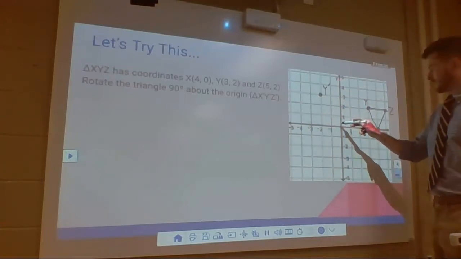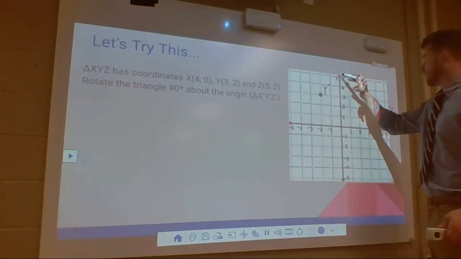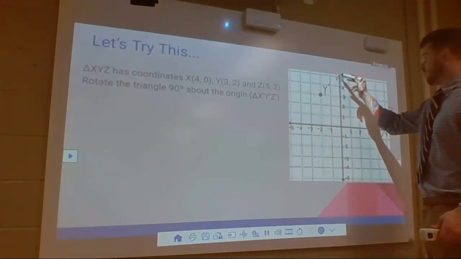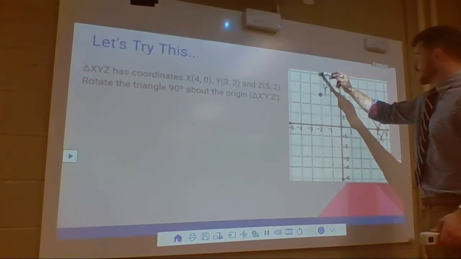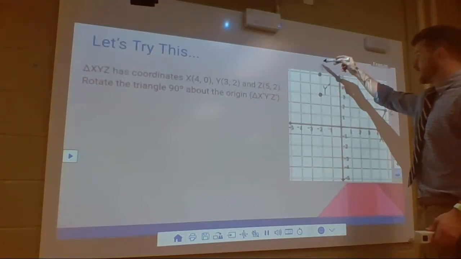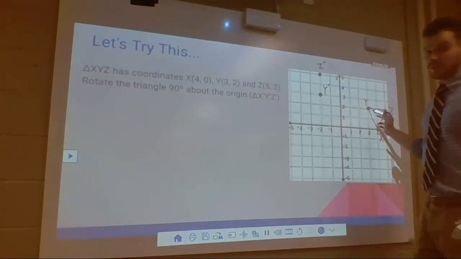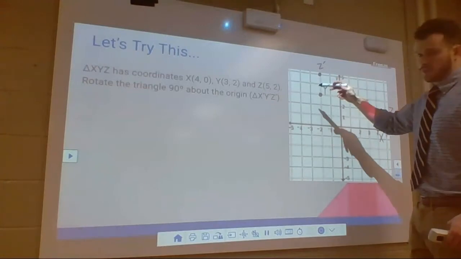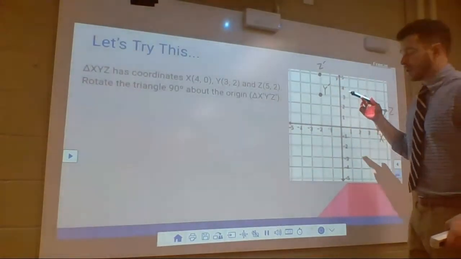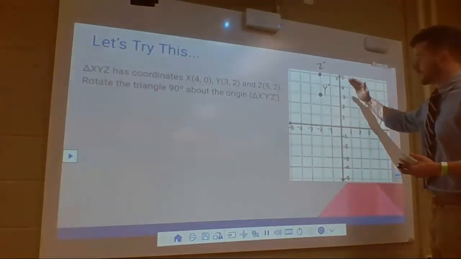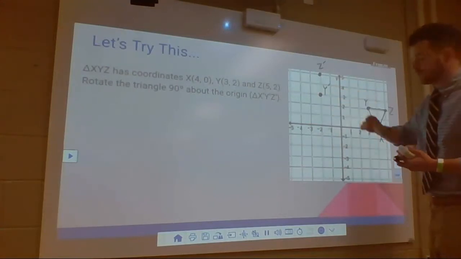So I'm going to do this. I'm going to go 5 units away from the x-axis, so 1, 2, 3, 4, 5, and then 2 units away from the y-axis, so 1, 2. And I'm putting it in the second quadrant. So when a figure is moving 90 degrees, it's going to move one quadrant over. And we're going again in the counterclockwise direction. So see how the points are moving from quadrant 1 to quadrant 2.